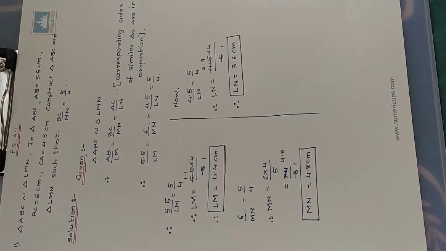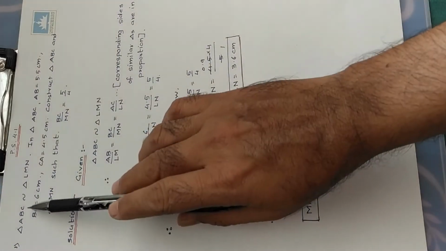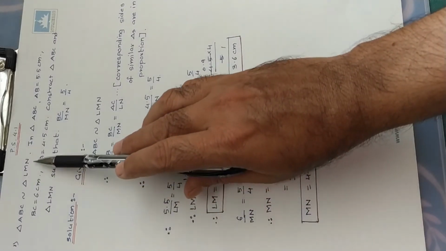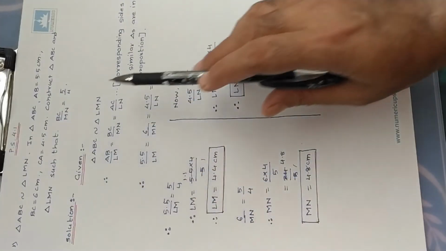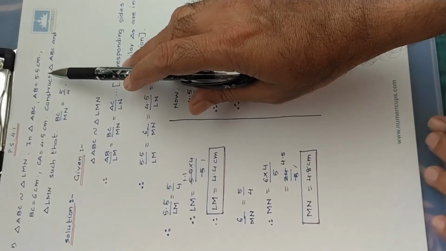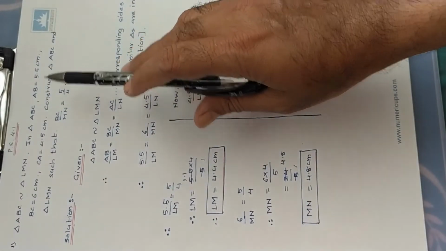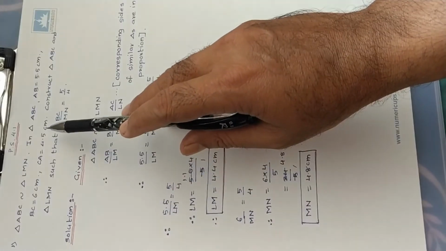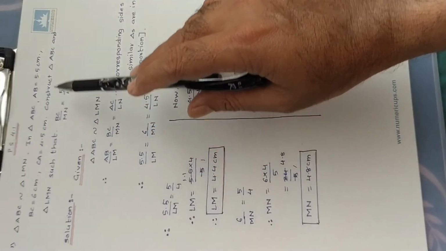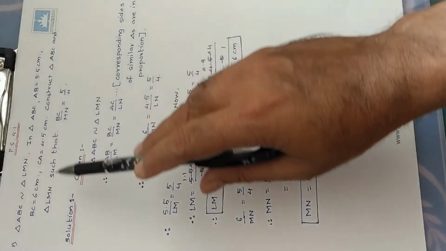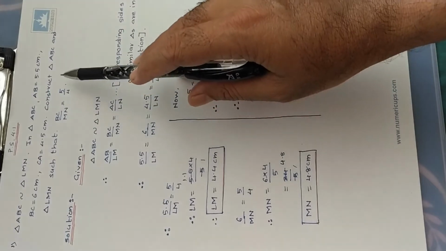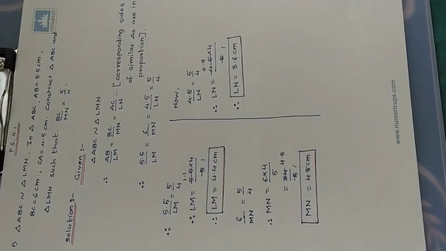Now what is the first example? Triangle ABC is similar to triangle LMN. In triangle ABC, AB is equal to 5.5 centimeter, BC is equal to 6 centimeter, CA equal to 4.5 centimeter. So construct triangle ABC and triangle LMN such that BC upon MN is equal to 5 by 4. This is given to you.